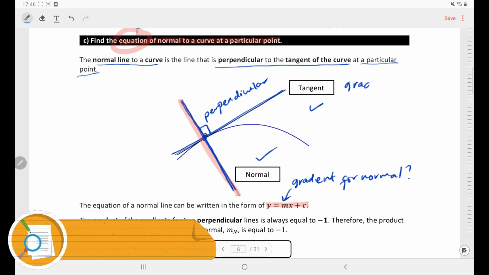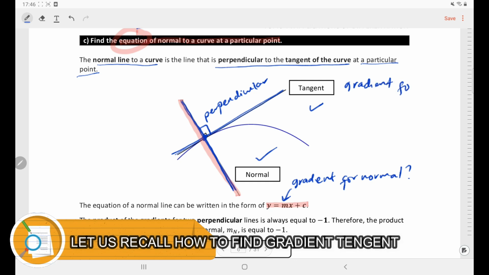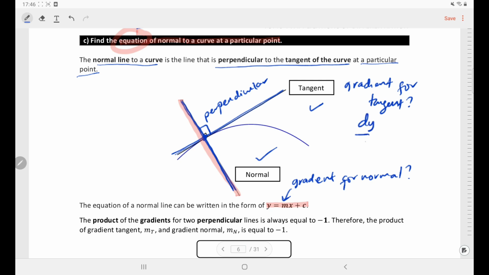Okay, kita tulis dulu gradient for tangent. Macam mana kita cari gradient for tangent? Dia adalah dy over dx kan? Betul. Gradient untuk tangent. Tetapi kalau awak nak cari gradient of normal, kita tak boleh terus dapat nilai dia. Macam mana kita nak buat?